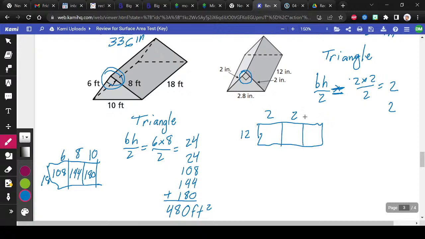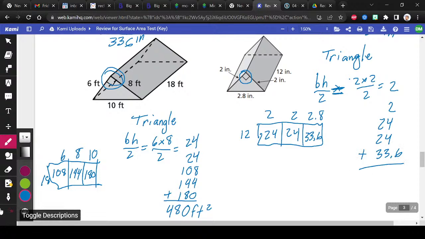So the sides are 2, 2, and 2.8. 2 times 12 is 24. 2 times 12 is 24. And 12 times 2.8 is 33.6. So we have the two 24s and a 33.6. So 2 plus 2 plus 24 plus 24 plus 33.6 gives us 85.6 inches squared.